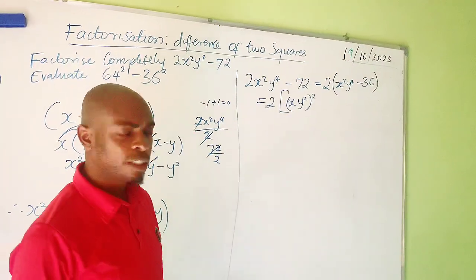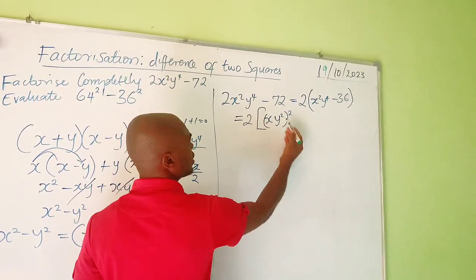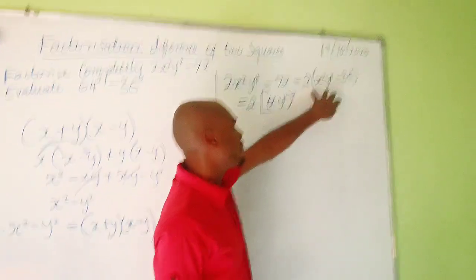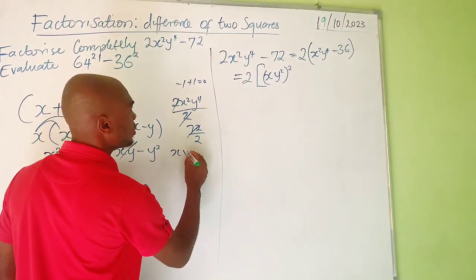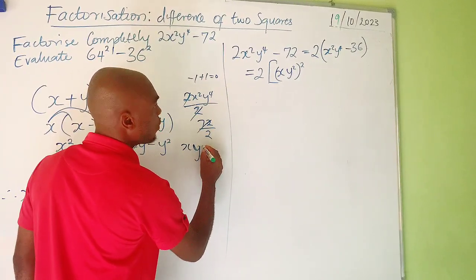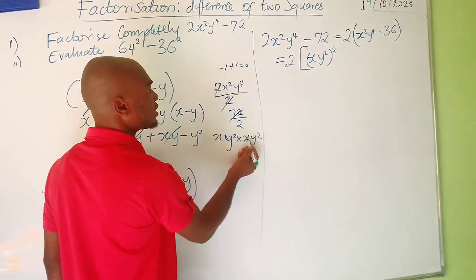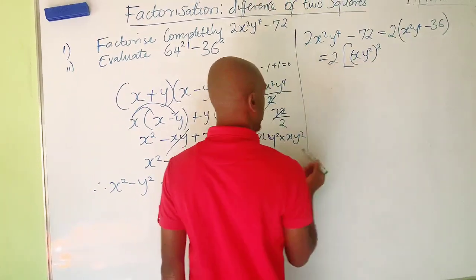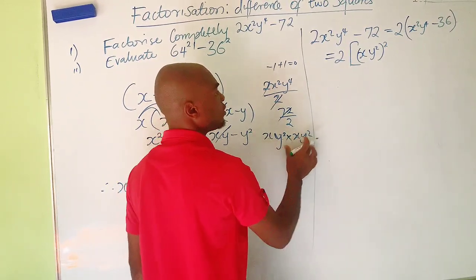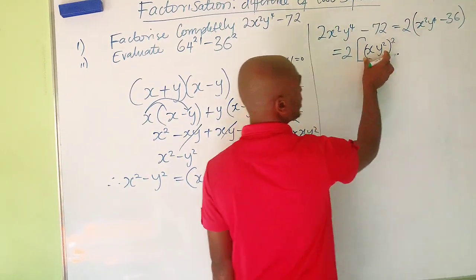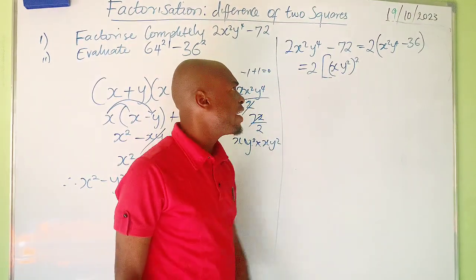Remember the power law of indices. For the power to be here, it affects this and it affects this. So this is the same thing here. If you multiply xy raised to the power of 2 times xy raised to the power of 2, x times x is in 2 places, y squared times y squared means y is in 4 places. So automatically this is what we get using the law of indices to simplify this.